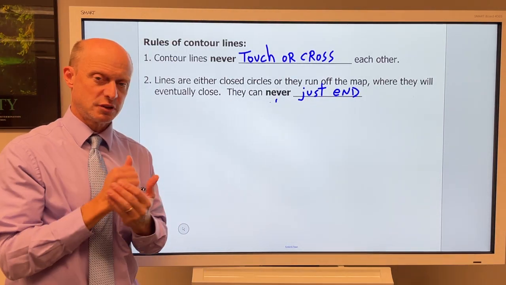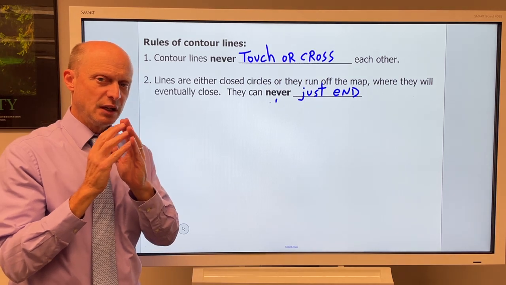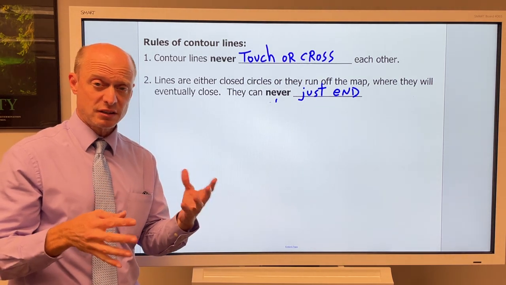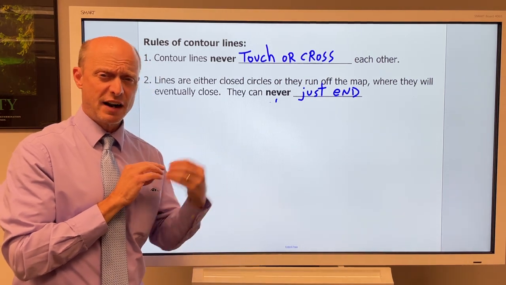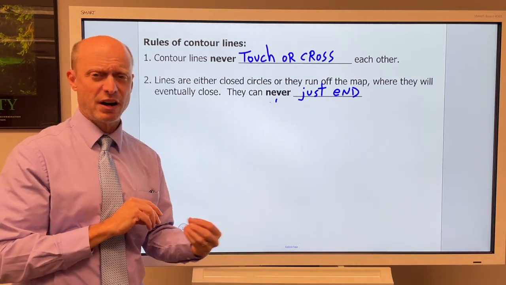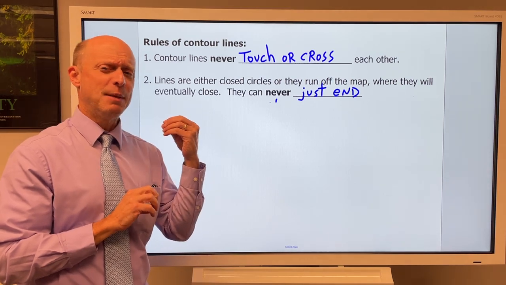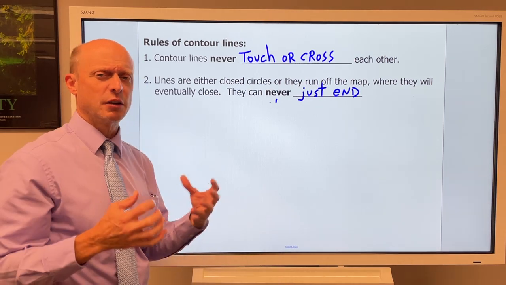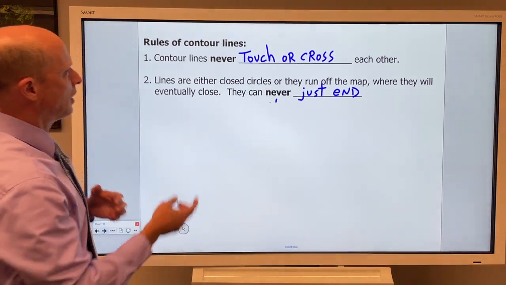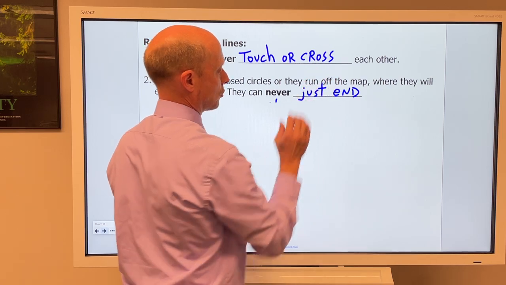Okay, some rules of contour lines. You'll be drawing these, we call them isolines, because they can be used for a lot of different variables, a lot of weather variables, temperature and air pressure, and depths of lakes, things like that. But for us, for maps, when we talk about elevation, we tend to call them contour lines. So some of the rules are contour lines can never touch or cross each other.